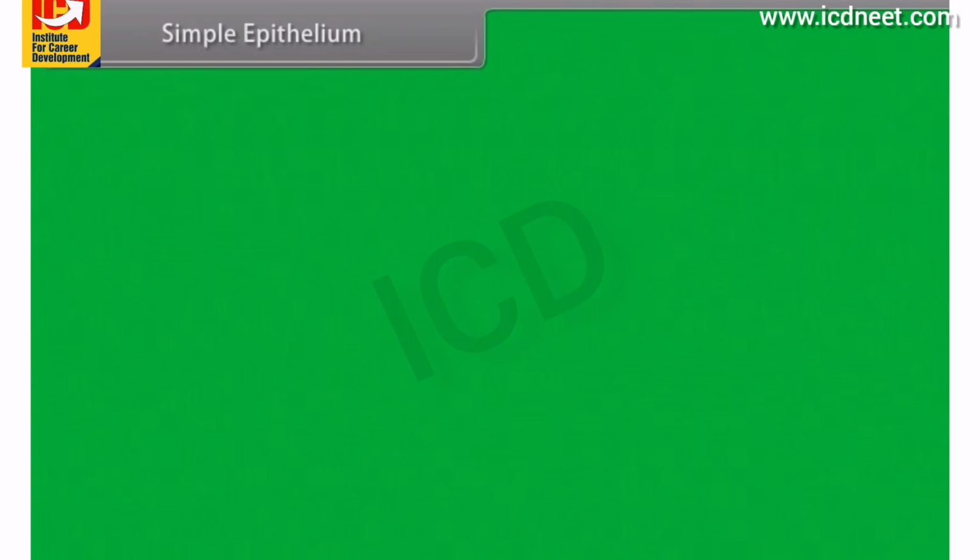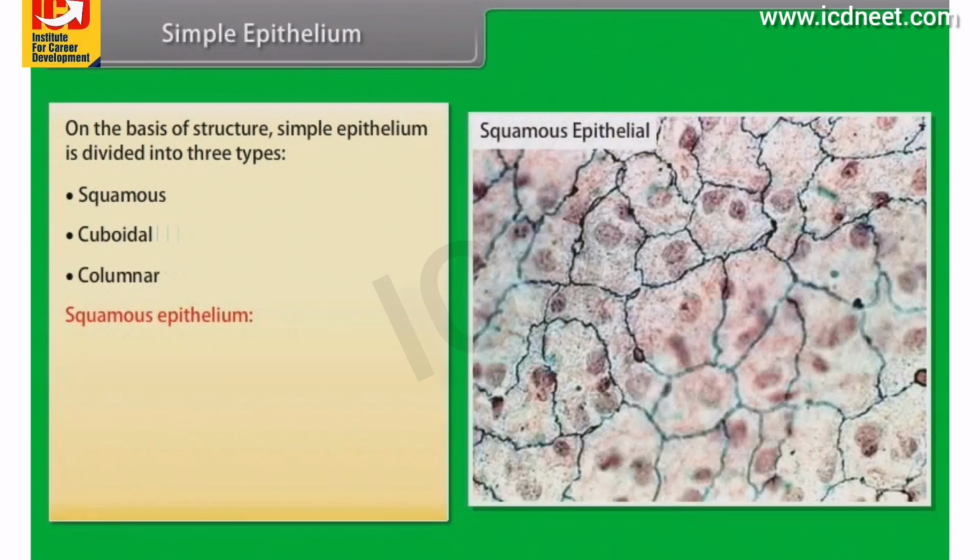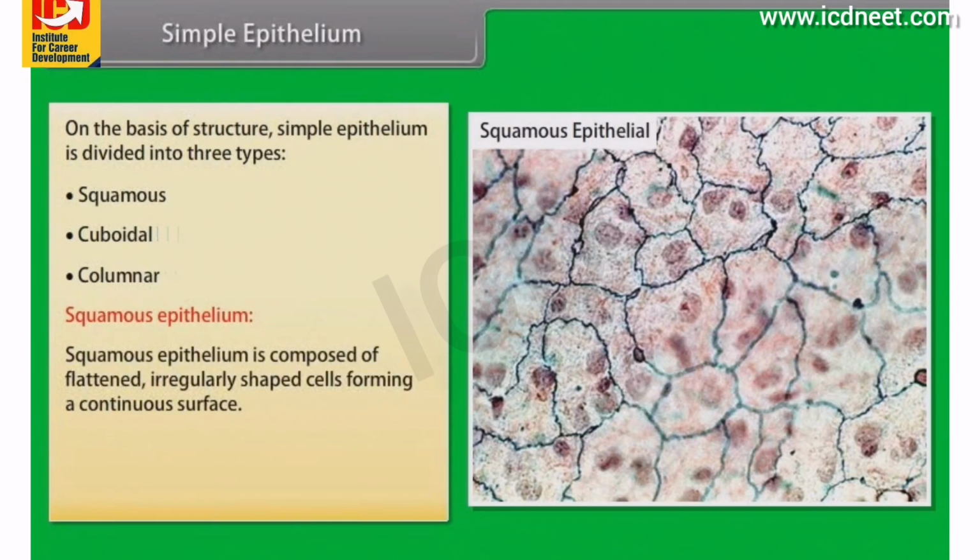Simple epithelium. On the basis of structure, simple epithelium is further divided into 3 types. They are squamous, cuboidal, and columnar. Squamous epithelium. Squamous epithelium is composed of flattened, irregularly shaped cells forming a continuous surface.